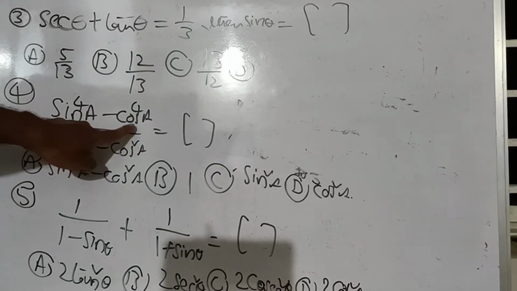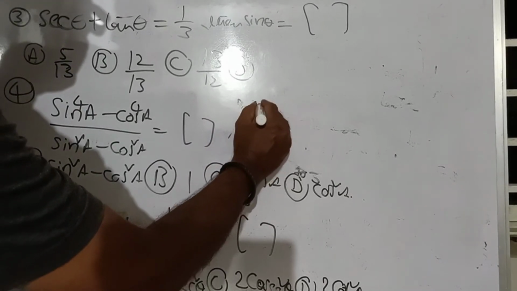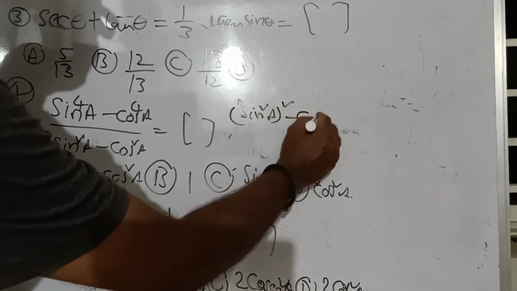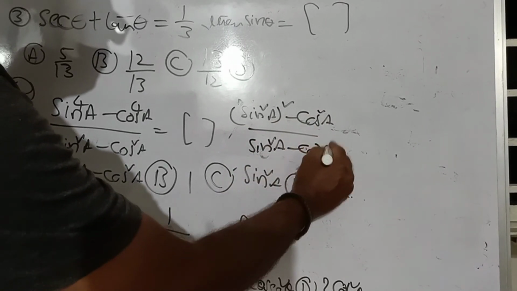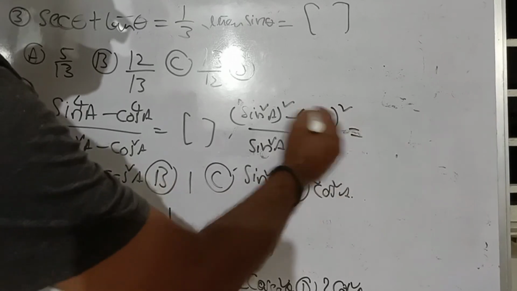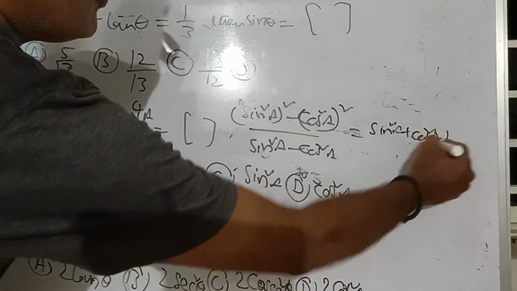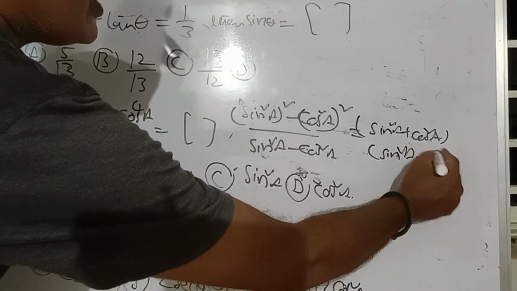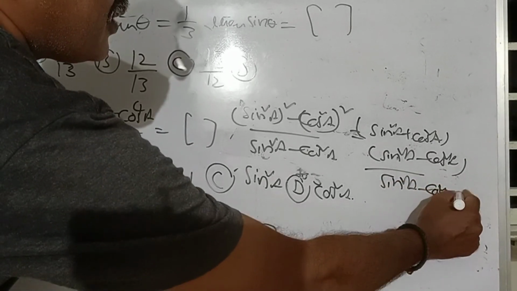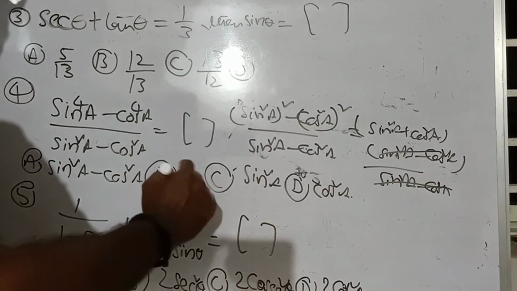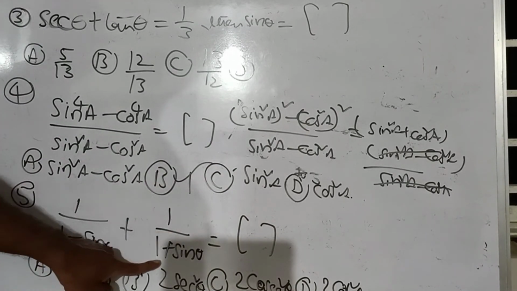Sin power 4A minus cos power 4A by sin square A minus cos square A. This can be written as sin square A whole square minus cos square A whole square by sin square A minus cos square A. Using a square minus b square is a plus b into a minus b: sin square A plus cos square A into sin square A minus cos square A by sin square A minus cos square A. Therefore, these two get cancelled. Sin square A plus cos square A is 1. Therefore, option is B.